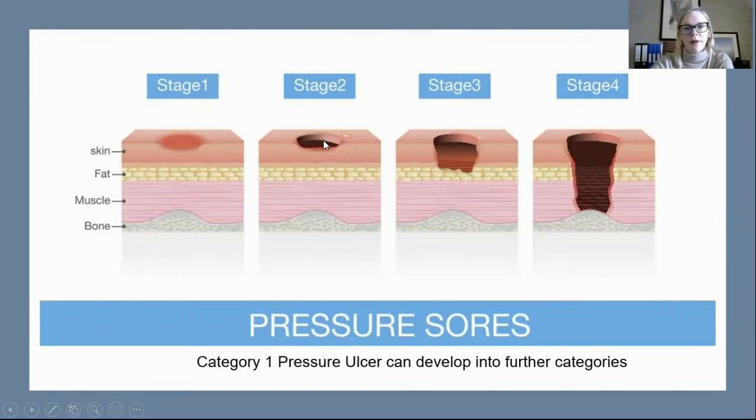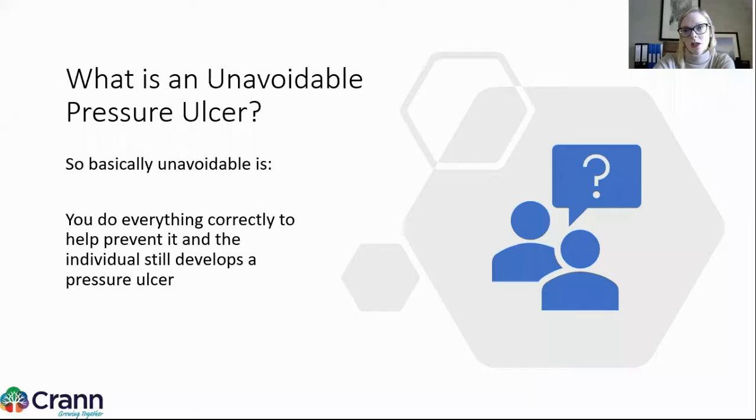If it goes on, and the pressure or the shear, both of them together, or just the pressure itself is still applied, you're going to have a continuous change in the pressure ulcer and for it to deteriorate. Some people have an unavoidable pressure ulcer, and basically all that means is that you do everything correctly, you do all your preventative measures, it's all in place, and the person still develops a pressure ulcer.